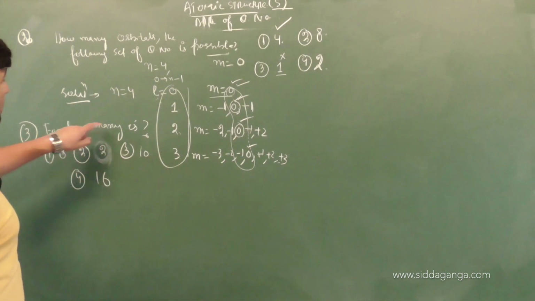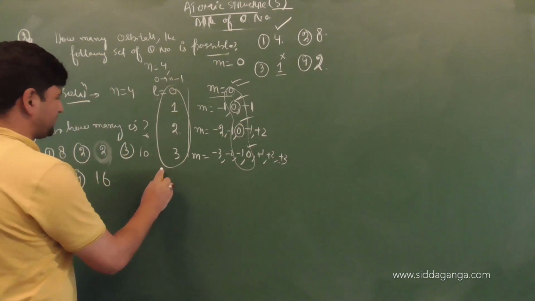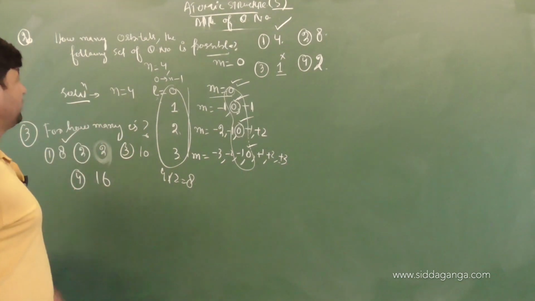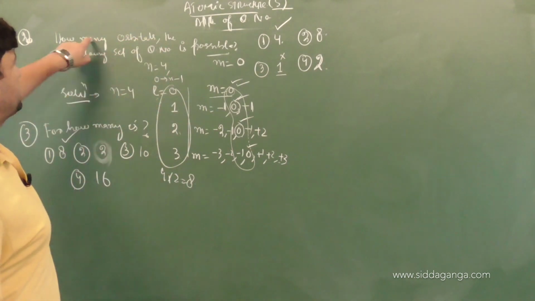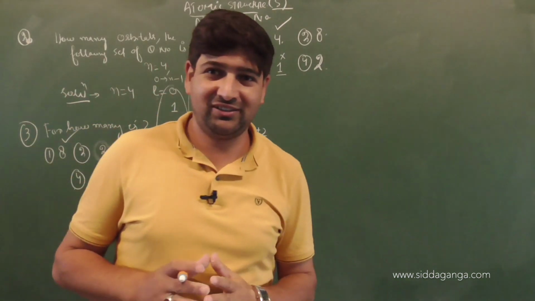Tell me, for how many electrons? So how many orbitals did you get by this? 4. So how many electrons? Obviously 4 into 2. That means 8 electrons. Correct option will be 8. So instead of for how many orbitals, if it is for how many electrons, answer will be 8. You are getting the points or not?